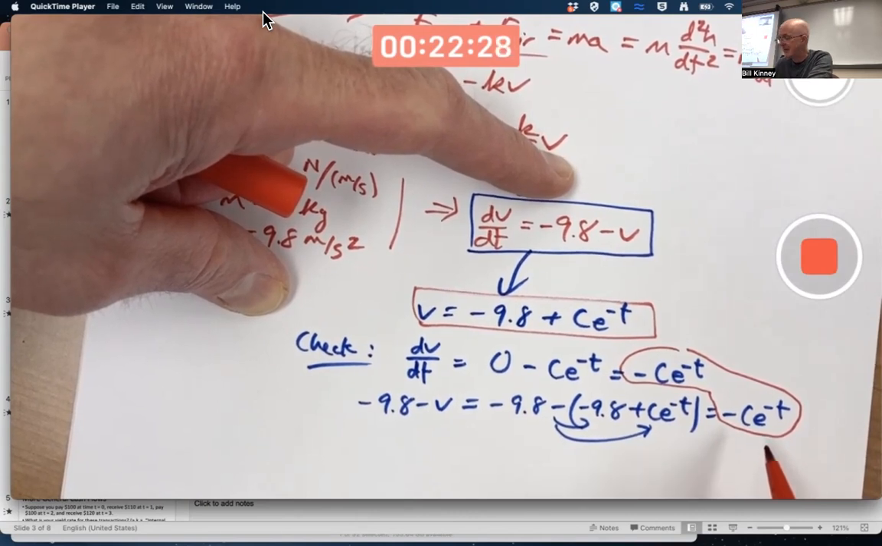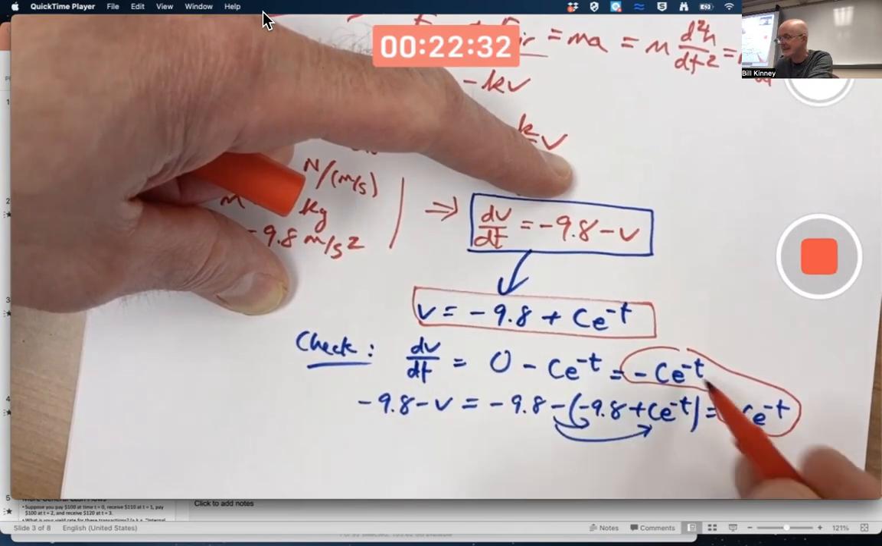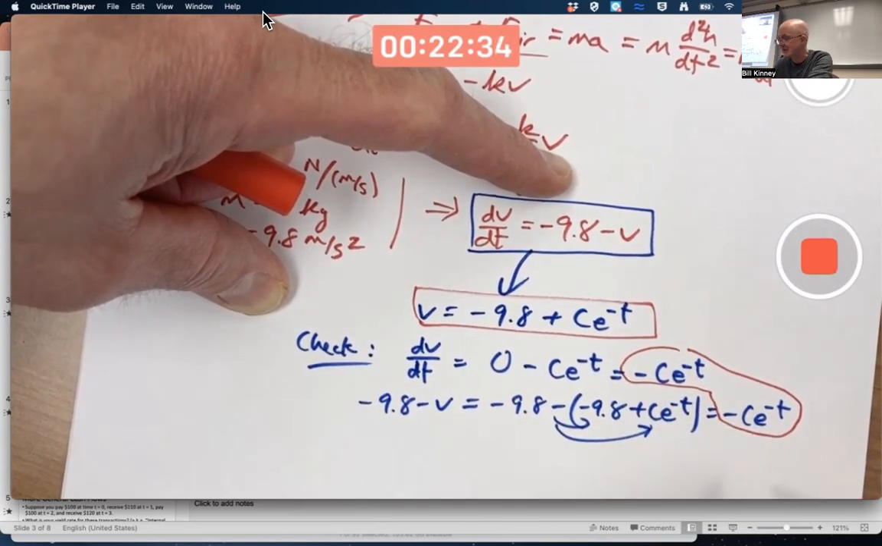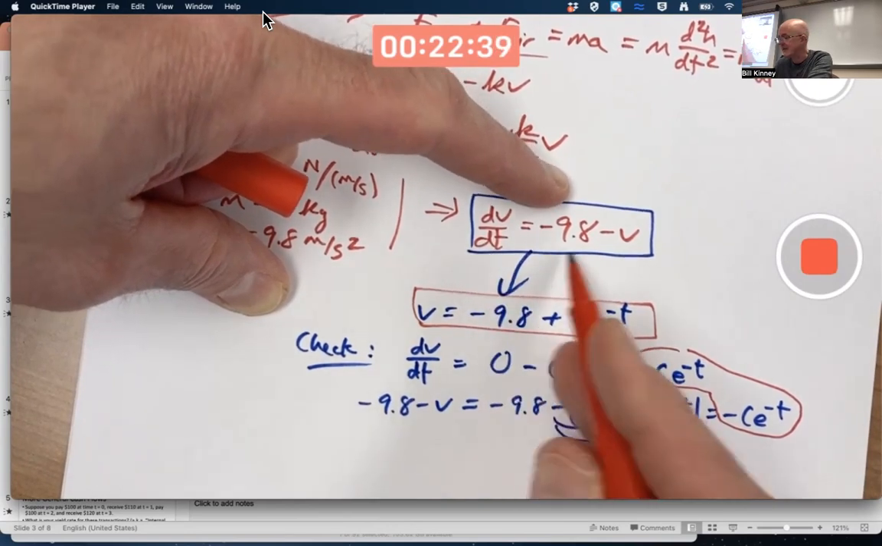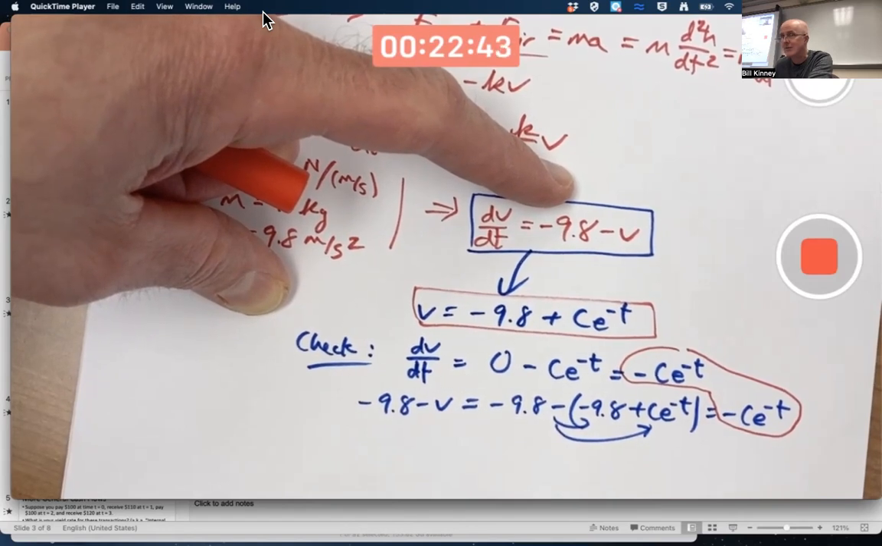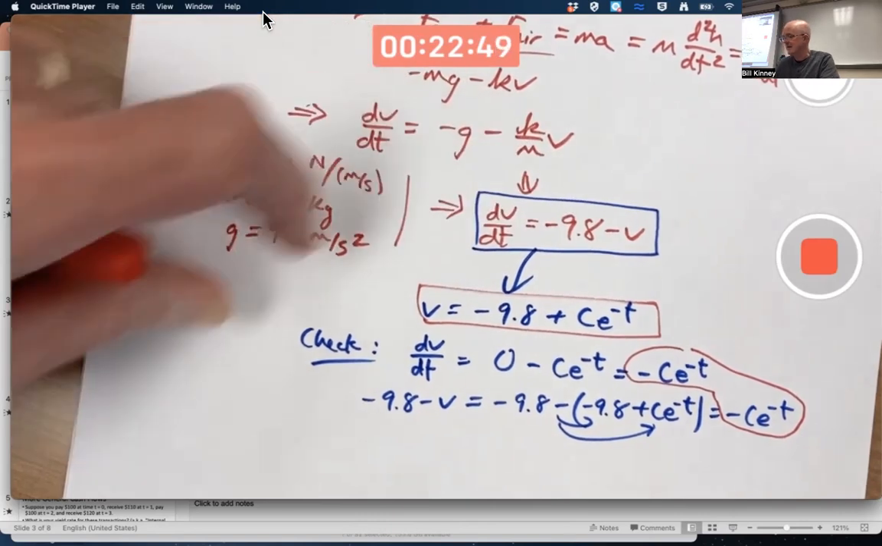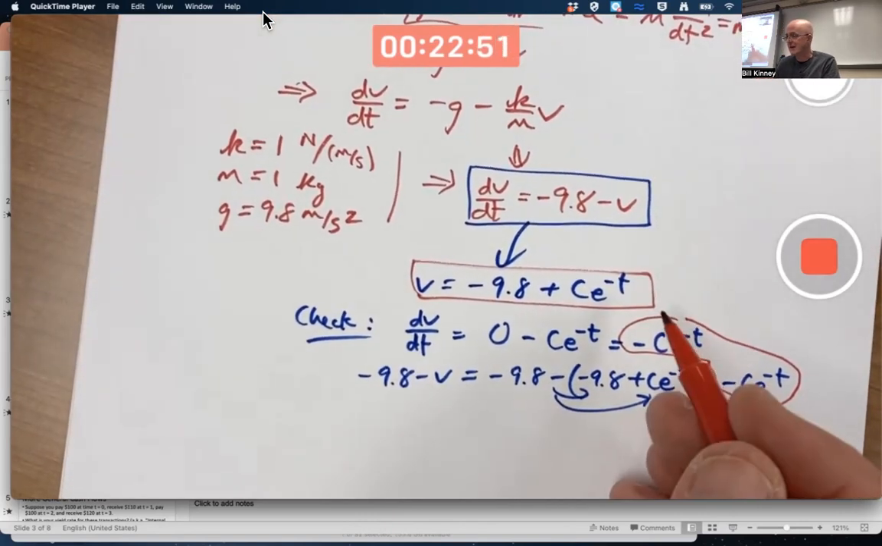That's not going to typically happen if you have some arbitrary formula here, right? Wouldn't that make sense? You wouldn't typically get the same thing in the end. Like if you tried v equals t squared or something. The derivative is 2t, and negative 9.8 minus t squared does not equal 2t for all t. They're not the same function. So you're just trusting me here.